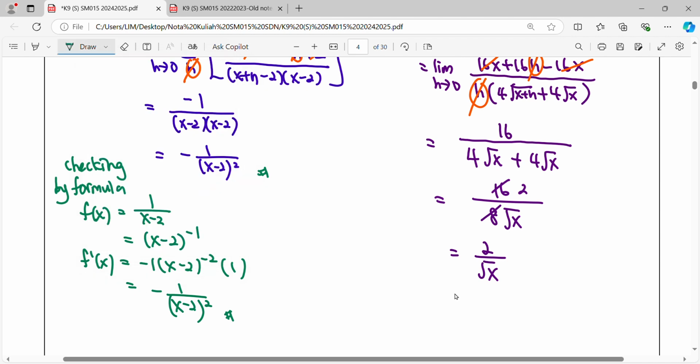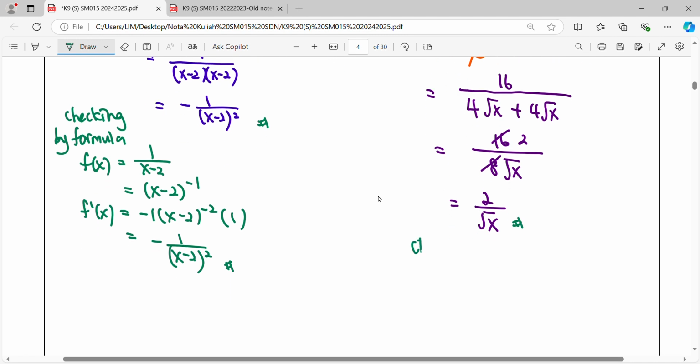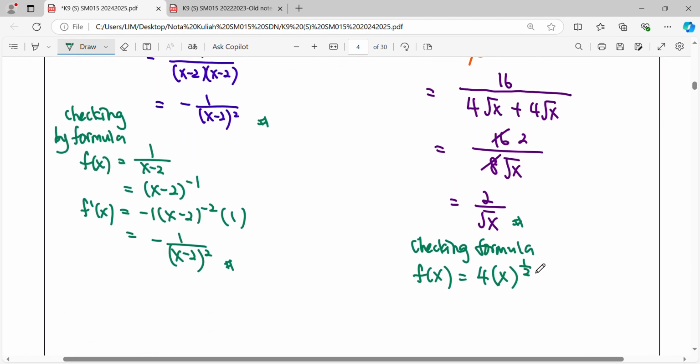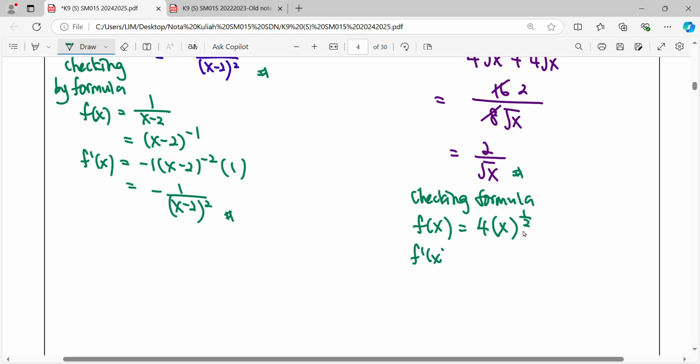So to see whether this first principle is done correctly, we can check by using the formula. The beginning function is 4√x. So surd x is power of 1 over 2. So we find your power. Then when we differentiate this, the power moves to the front, 2 power minus 1. So negative, we put it into the denominator. Yes, they are the same. It means your first principle is done correctly.